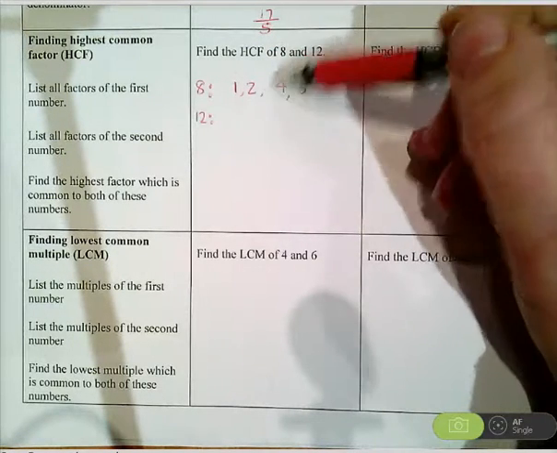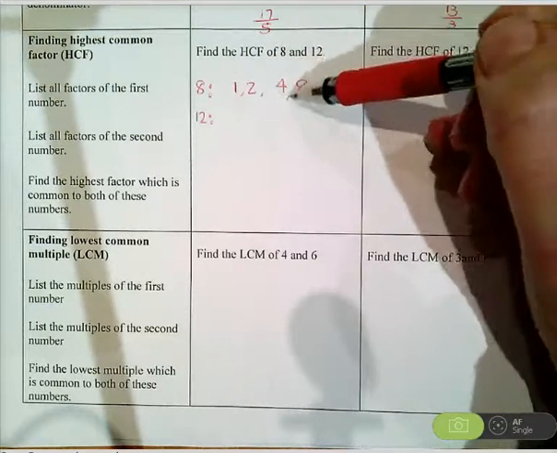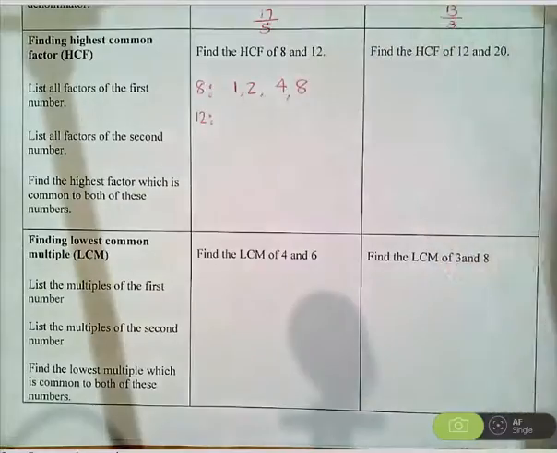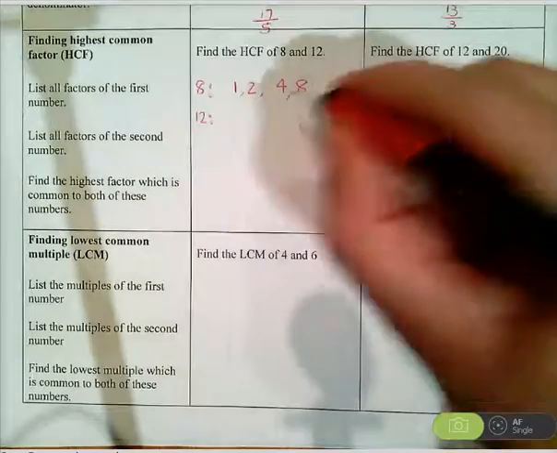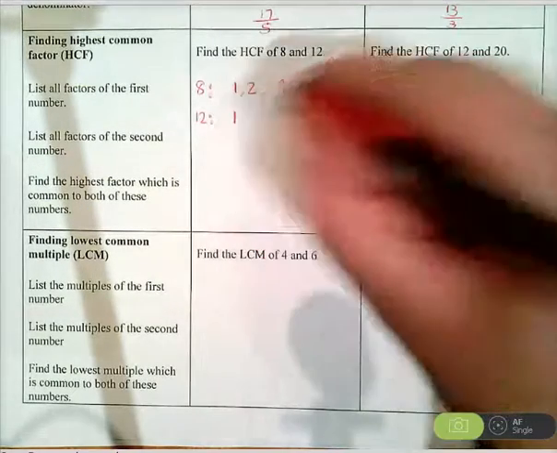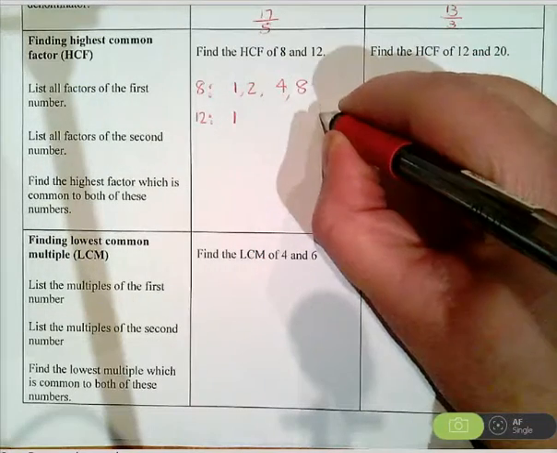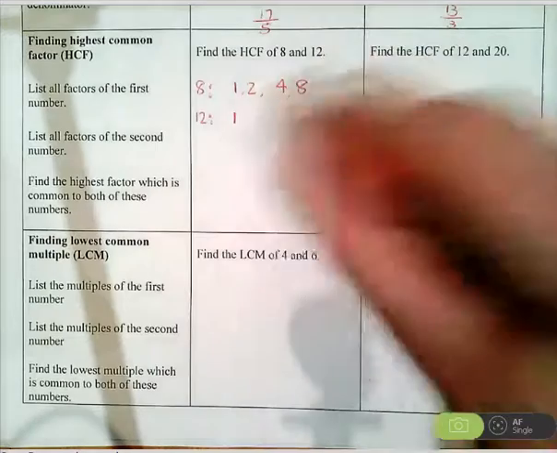Now we know that 3 doesn't go into 8. We've got 4. 5 doesn't go into 8. Neither does 6 nor 7. So we've listed all the factors of 8 there. Now we have to do the factors of 12. So again, 1 goes into 12, so 1 times 12 is 12.